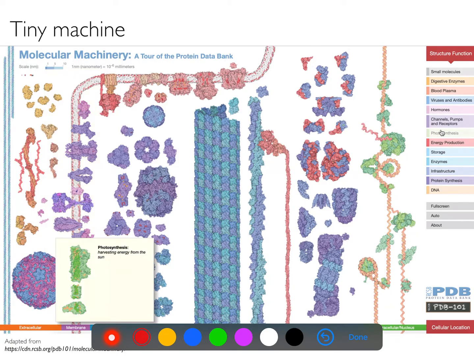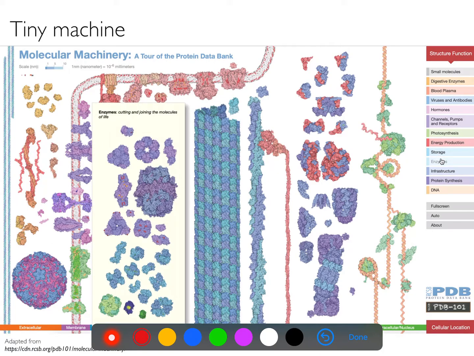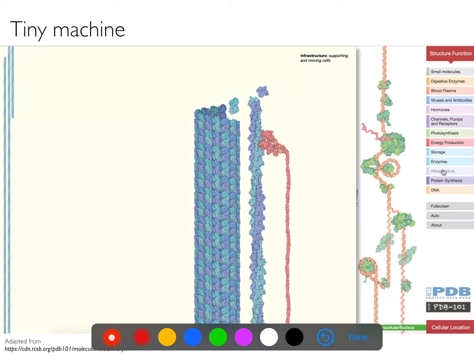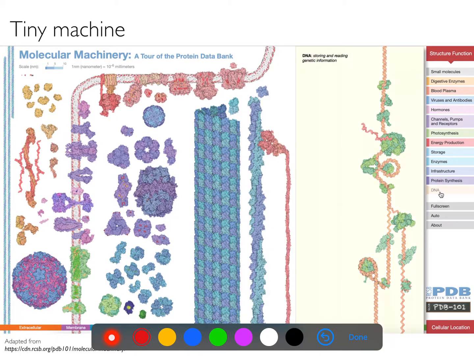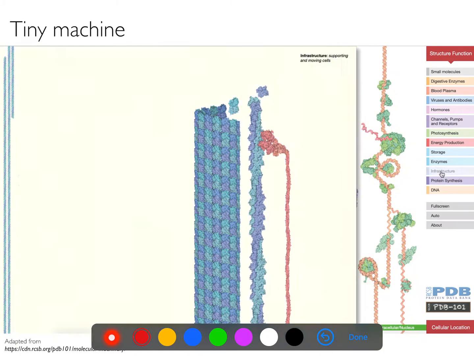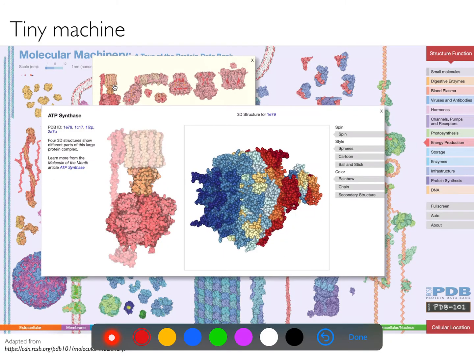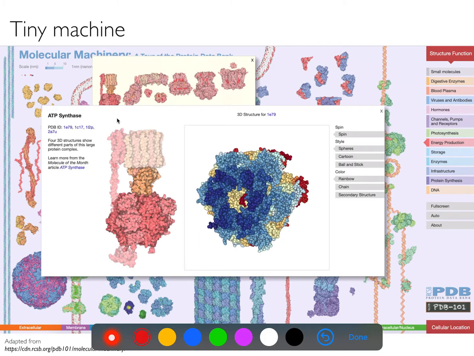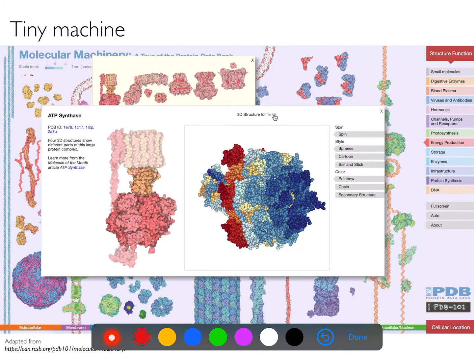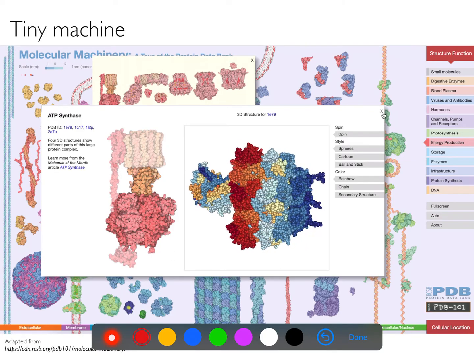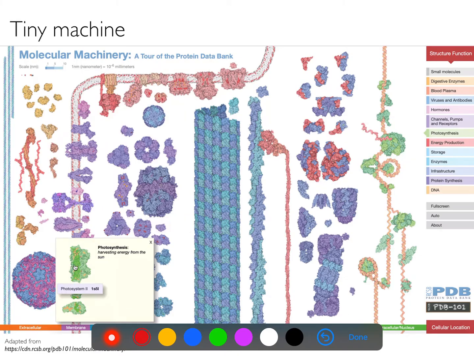Okay, so photosynthesis, energy production and storage, enzyme, etc. If you click on it, you can see a more detailed structure of each specific individual protein. So let me repeat this. According to the shape and structure of this protein, their functionality can be specifically and programmably defined, right?